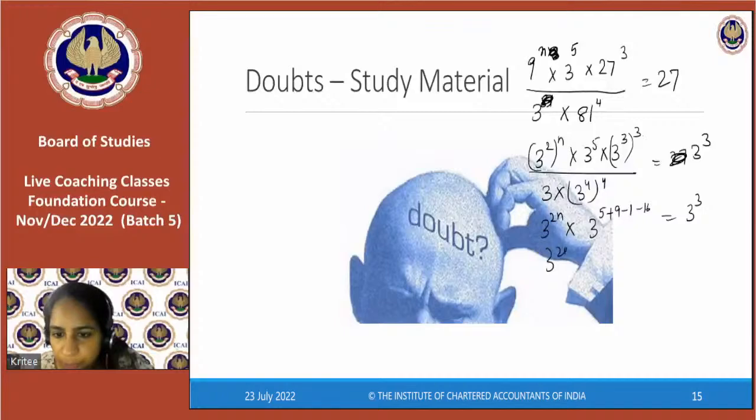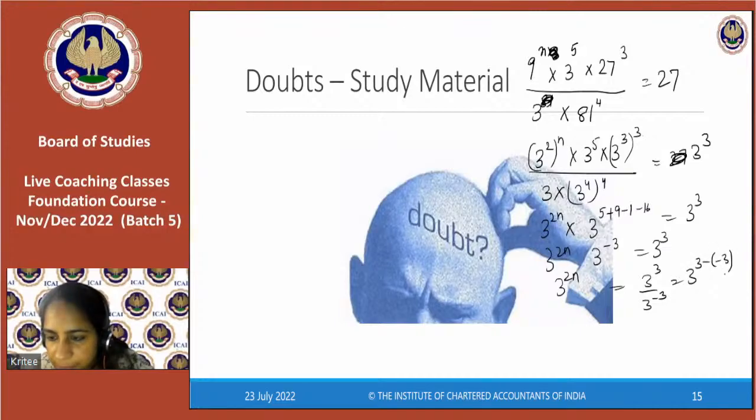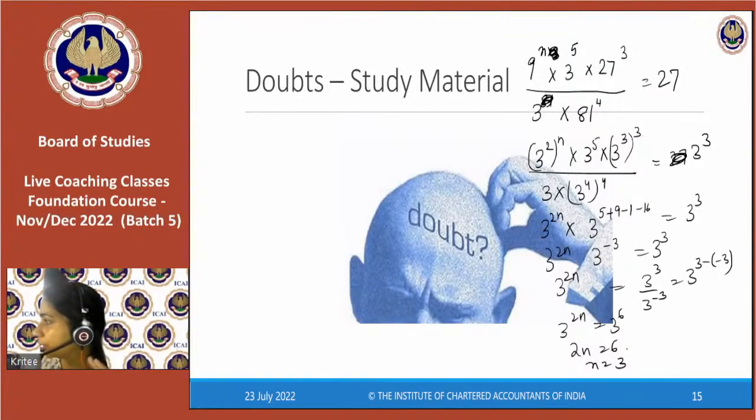So 3 raised to power 2n, this is 9 plus 5, 14, minus 1, 13, minus 16, into 3 raised to power minus 3, is equal to 3 raised to power 3. 3 raised to power 2n, this goes on the other side as a division. So bases are same, powers are subtracted. So 3 raised to power 2n is equal to 3 raised to power 6. 2n is equal to 6, n is equal to 3. As per what I have understood of your problem, Arshdeep, this is going to be the solution. I hope that solves your problem as well.